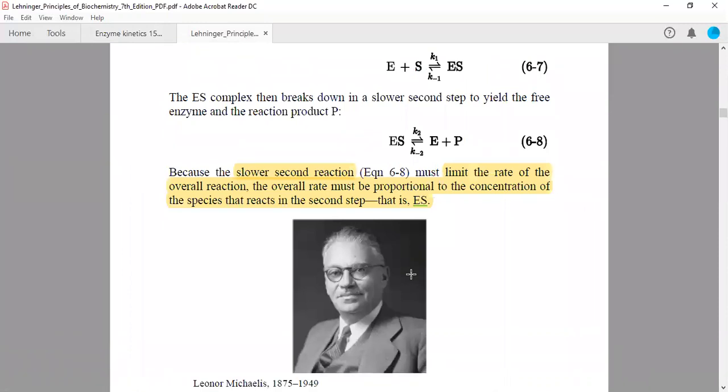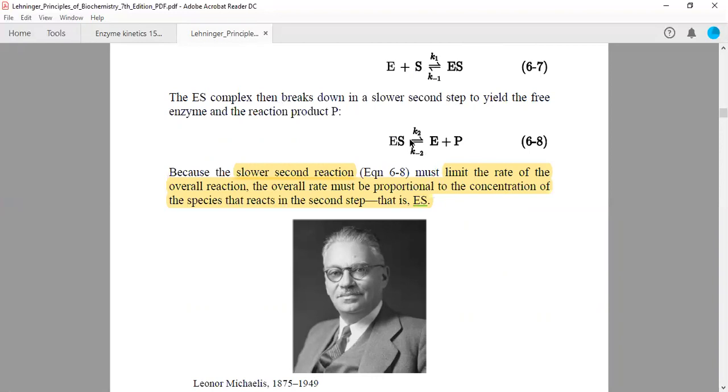I already told you about these steps. They devised two equations. In the first equation, the enzyme is binding the substrate. This is a fast reaction, so it will make the enzyme substrate complex. Then they gave another equation: once the enzyme substrate complex is formed, there is also a possibility of a reverse reaction, so that the enzyme and product can combine to make the enzyme substrate complex again. Okay, so this is also a possibility.